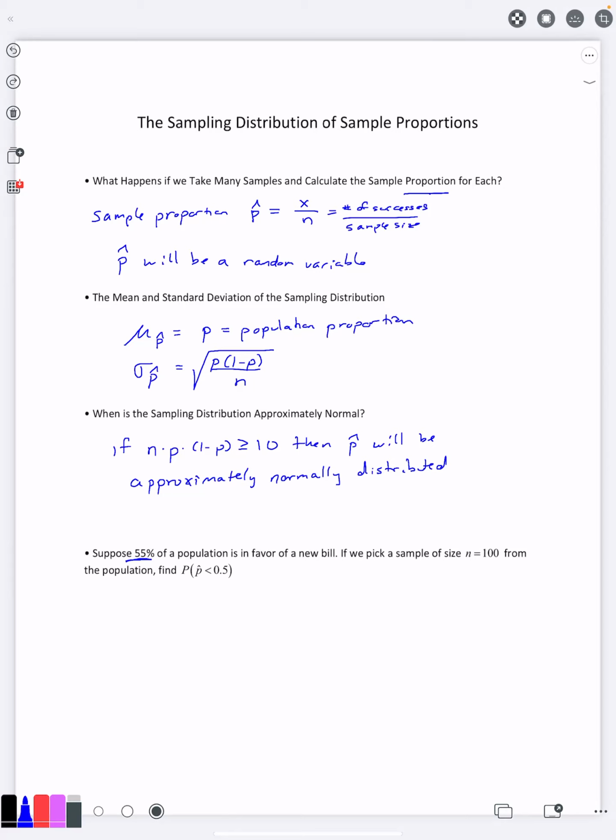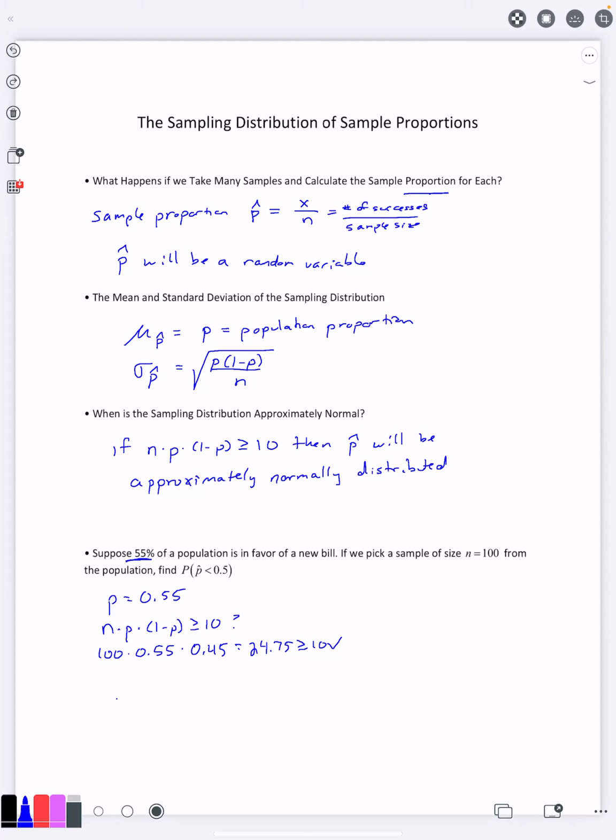So we have our P is 0.55. That's the population percentage, population proportion. We need to check whether n times P times 1 minus P is at least 10. If it's not, then we really can't do anything at this point. So my n here was 100. My P is 0.55. My 1 minus P is 0.45. And so I type this in my calculator really quickly here, and I get 24.75. That is definitely at least 10. So that means we're good to go in using our normal approximation.